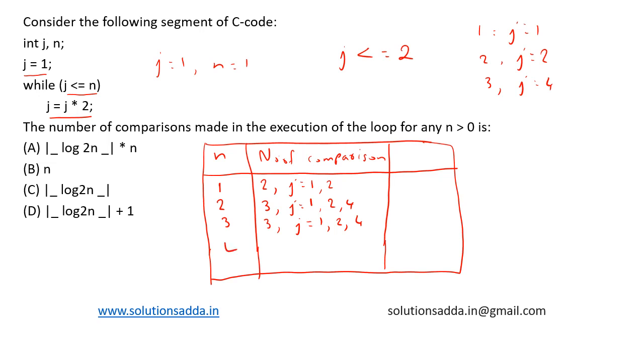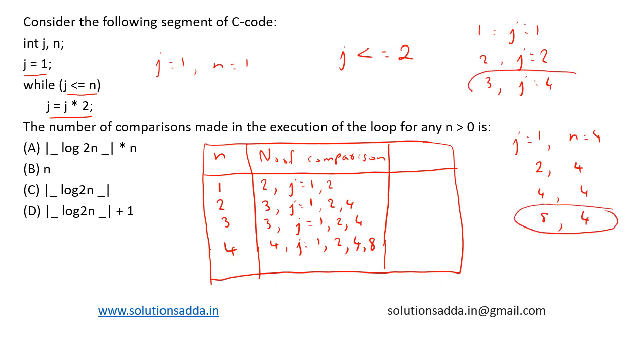When n is equal to 4, we have 4 comparisons, that is j will be equal to 1, 2, 4 and 8. Here when j is equal to 1 and n is equal to 4, one comparison, then we multiply it by 2, so we get 2. Here n will be 4, then 2 into 2 is 4, n will be 4, 4 into 2 is 8, here it will be 4. This will be the exit condition. Similarly here this will be the exit condition.